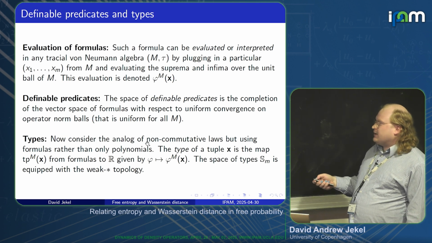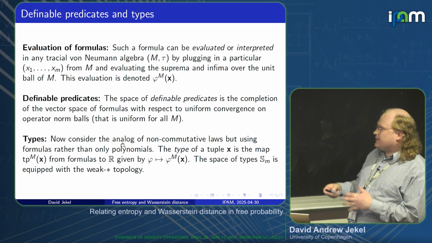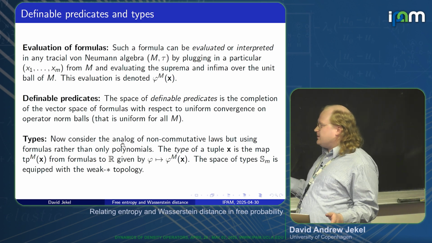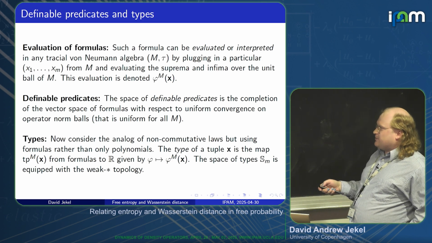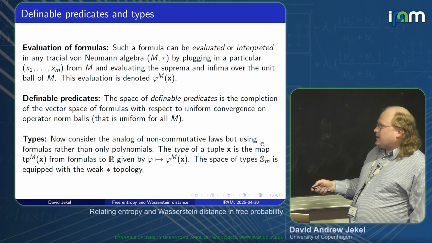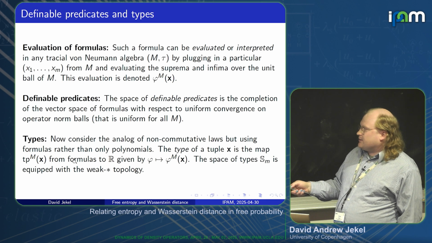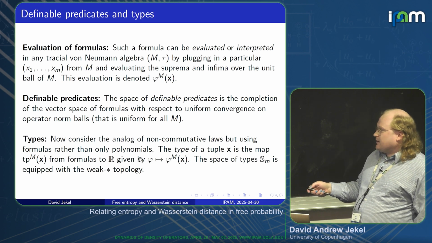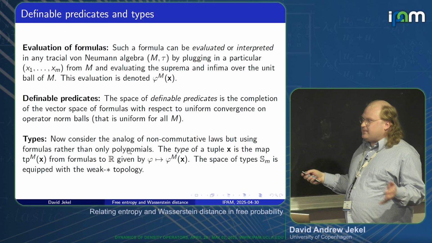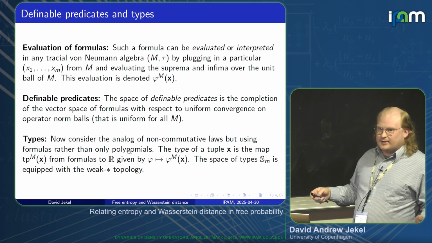All right, and then you have the analog of the probability distribution, and this becomes the type. So the type, instead of using classical functions or using non-commutative polynomials, now you use these formulas with suprema and infima, and you can define the type of x, and it's just a mapping from the vector space of formulas into real numbers. And so then you have this space of types, and then it also has a weak star topology, right?